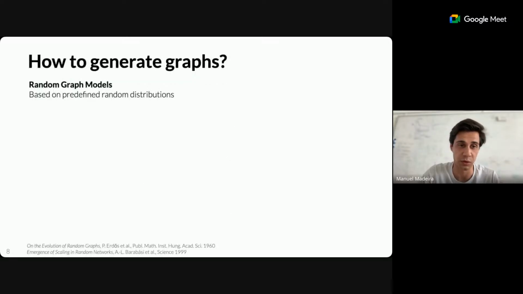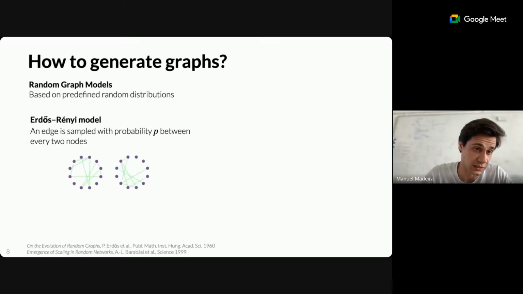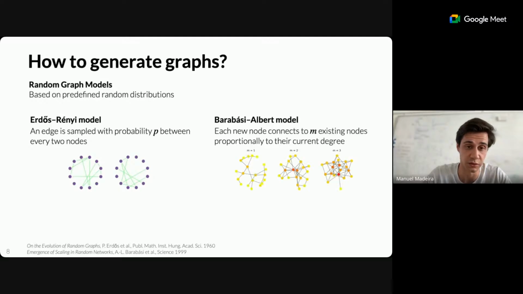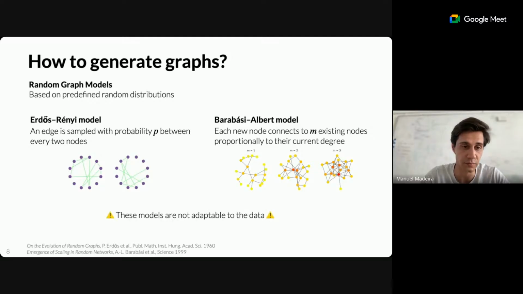The first approaches to this problem were based on random graph models. Basically, you would assume a predefined random distribution, as is the case of Erdős-Rényi models, where an edge is sampled with probability p between every two nodes, or in the case of the Barabási-Albert model, where we progressively grow our graph, and each new node connects to m existing nodes proportionally to their current degree. Importantly, these models are not adaptable to the data. We could tune our p or our m to the data we have, however, they have a strong prior over the type of graphs that they can approximate.